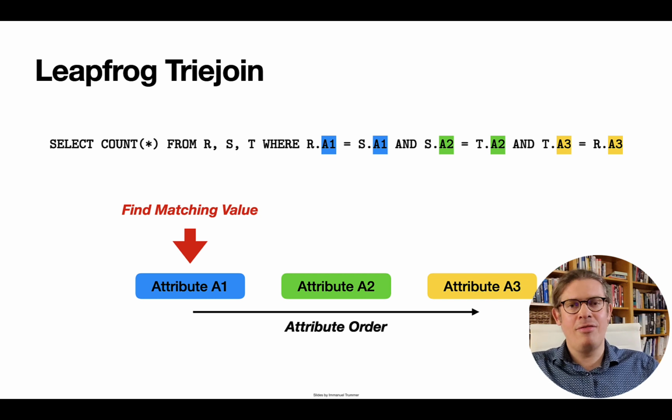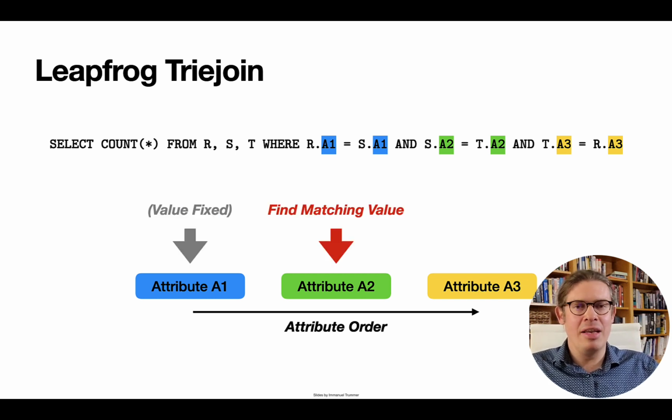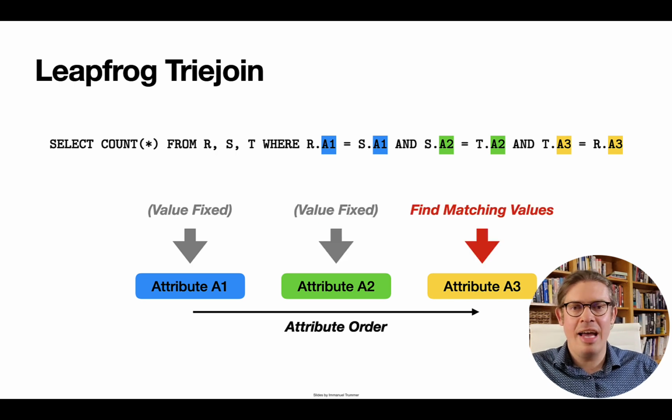Then it fixes that value and proceeds to the next attribute, and there finds the first matching value that is consistent with the currently selected value in the first attribute. After finding the value for the second attribute, the algorithm fixes that value and proceeds to the third attribute, where it iterates over all values that are consistent with the currently selected values in the first 2 attributes.